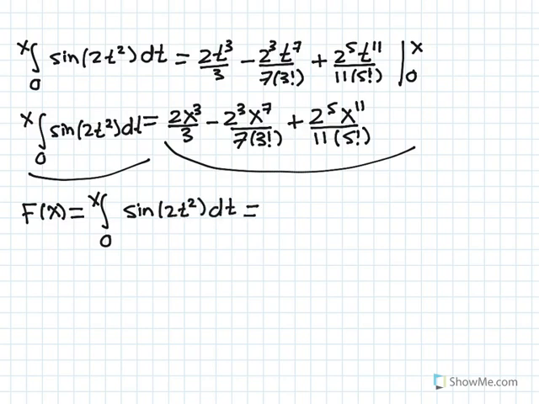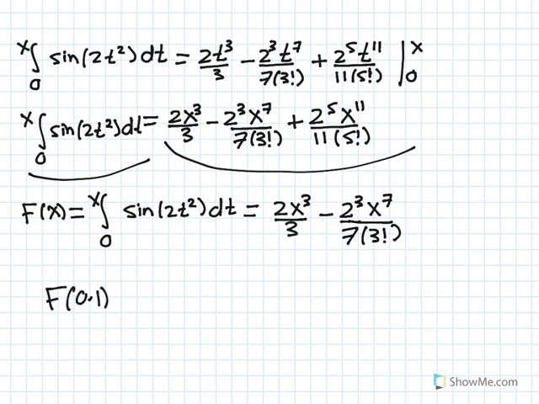Now in the question we were asked to only go up to the term that involves x to the power of 7, so we only need the first two terms. So we get 2x cubed divided by 3 minus 2 cubed x to the power of 7 divided by 7 times 3 factorial. So we use this truncated part of the series up to the x to the 7th term to estimate this integral. F of 0.1 equals the integral from 0 to 0.1 of sine of 2t squared dt.